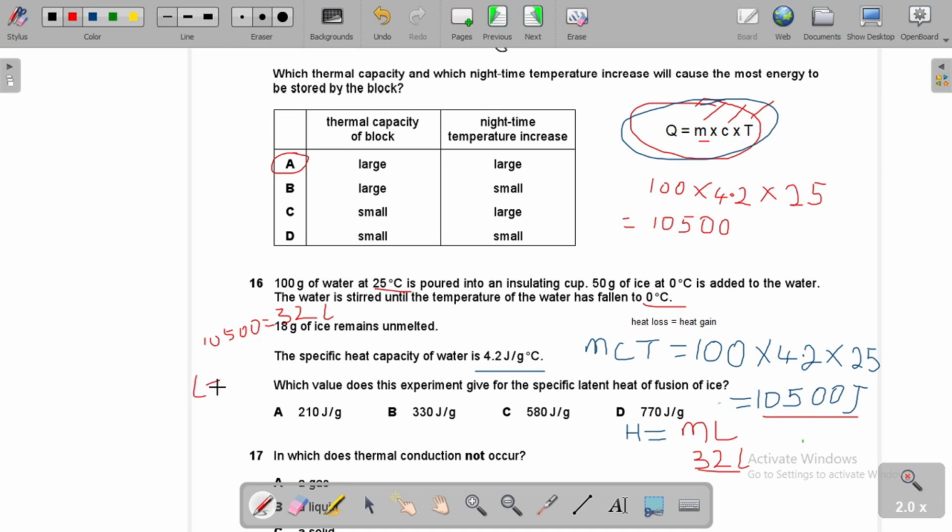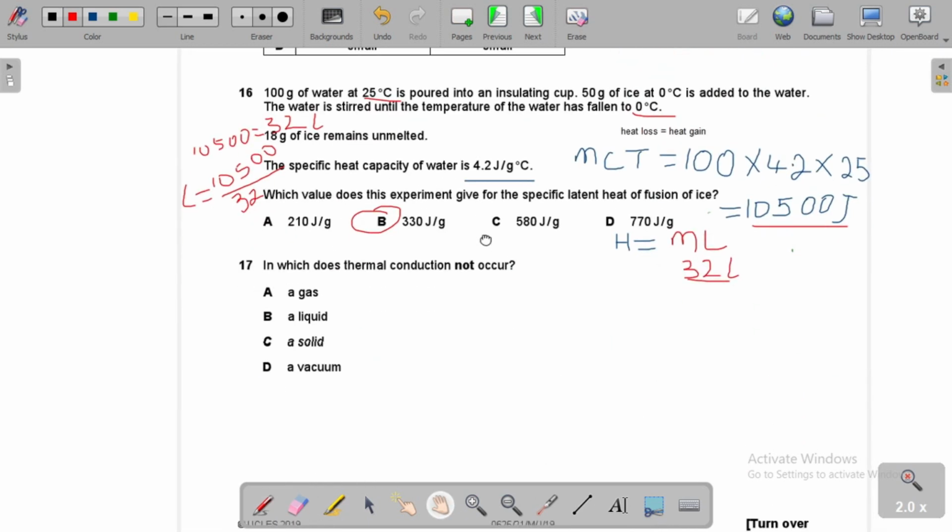So L, that's what we are asked to find, the specific latent heat of fusion. So that is 10,500 divided by 32, and that will give us 328.1, and that is 330 as the answer. The next question, in which does thermal conduction not occur?